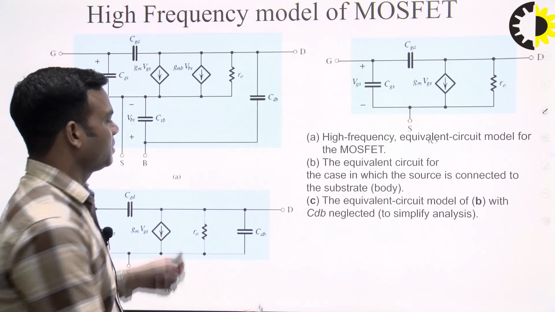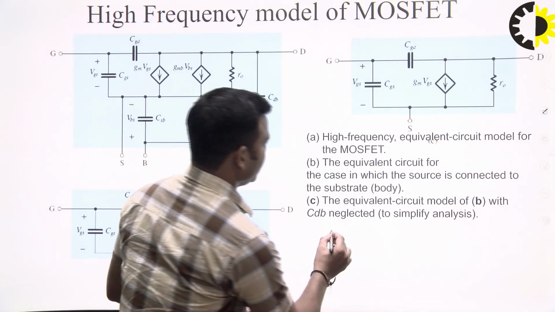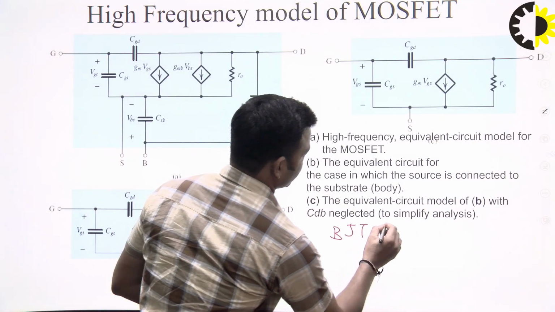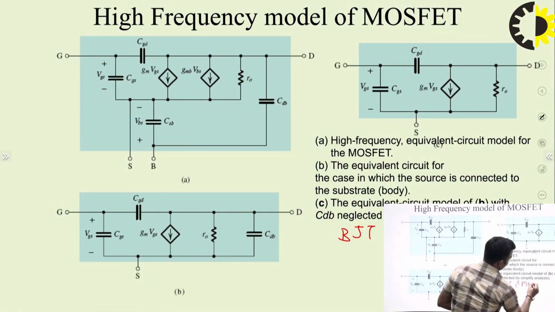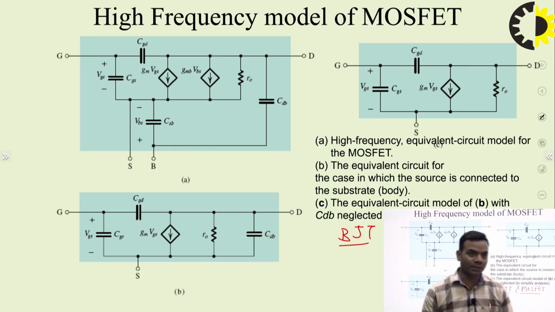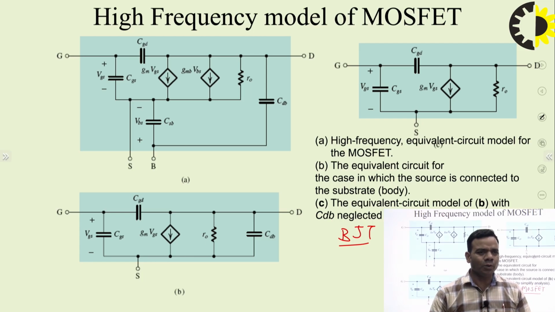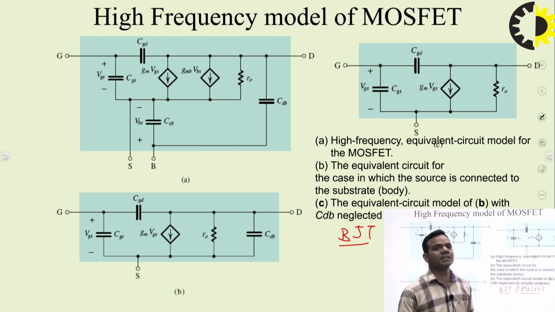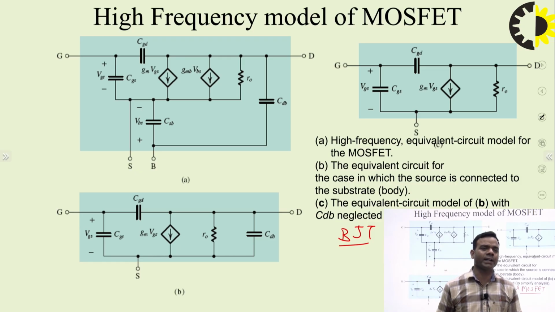Today I am going to discuss the high frequency model of MOSFET. There are two devices, one is BJT and another one is MOSFET. Primarily these two devices are used as amplifiers, and not surprisingly, these two devices behave differently at low frequency and at high frequency. At low frequencies, capacitive effects are negligible, and at high frequencies, various capacitive effects come into existence.